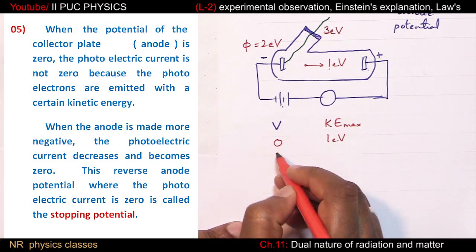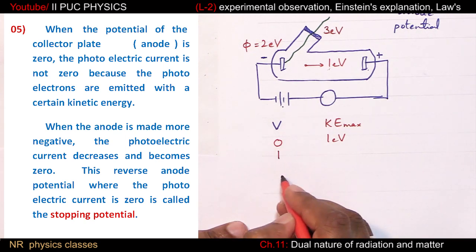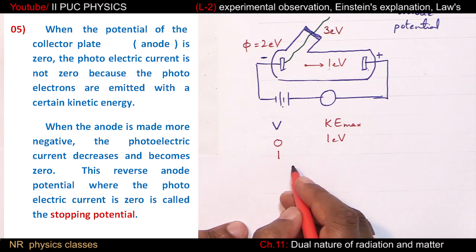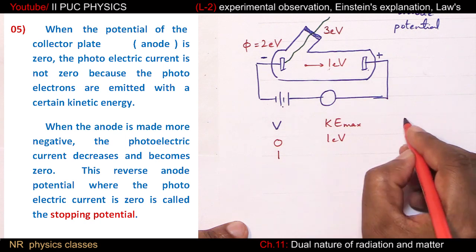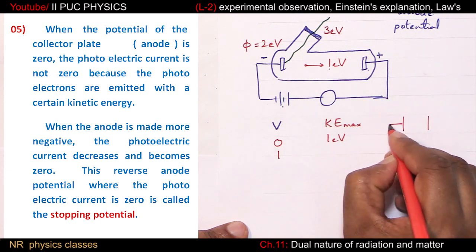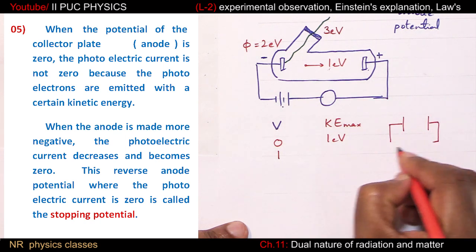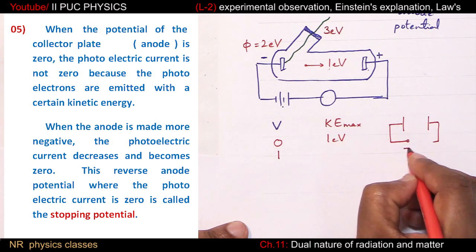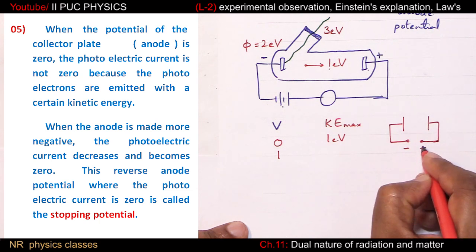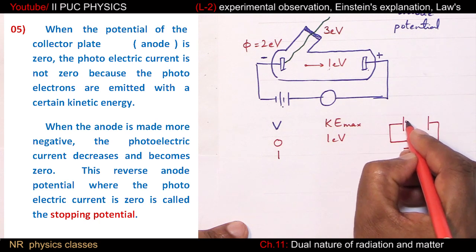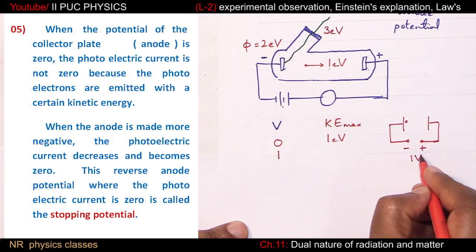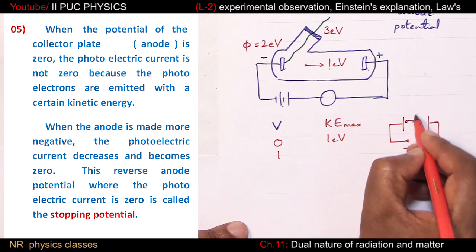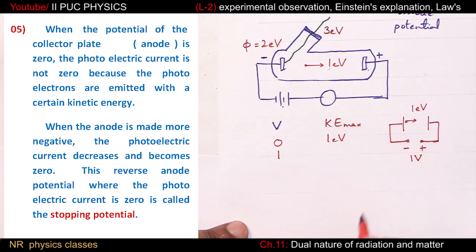Now applied voltage is increased to 1. This 1 volt potential difference, observe, this is minus, this is plus. If there is an electron and this voltage potential difference is 1 volt, then this electron gains 1 eV.